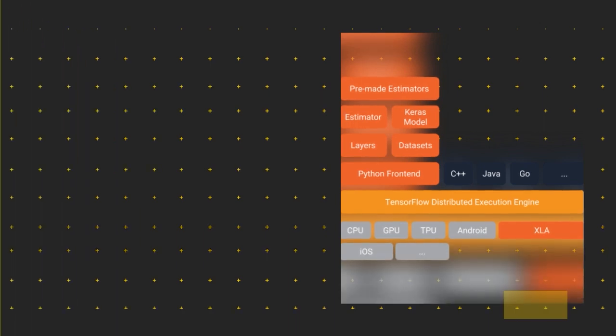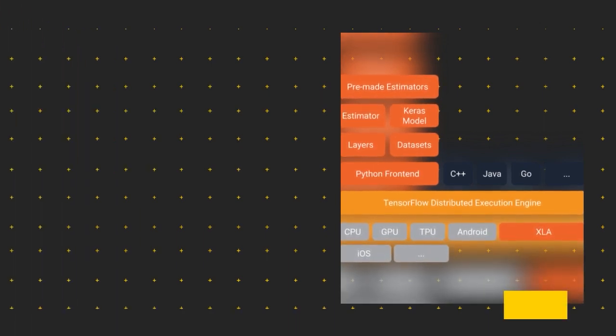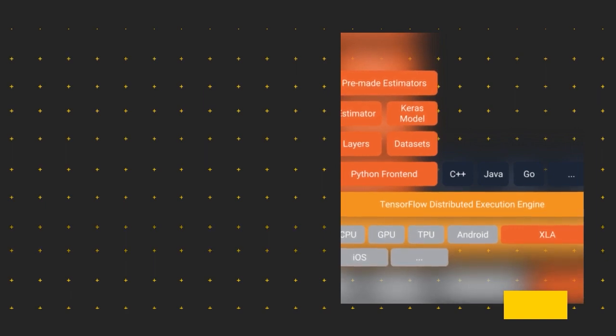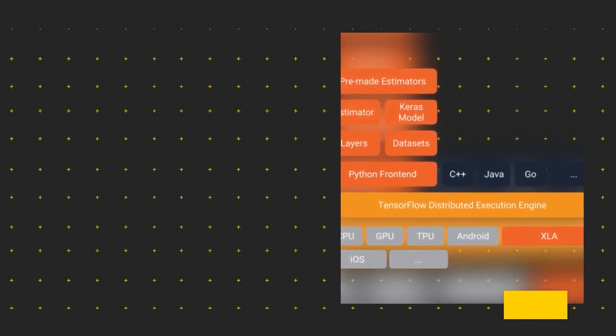TensorFlow is designed to be scalable and efficient. It can run on a single device, or it can scale up to run on multiple devices, such as GPUs or TPUs. This makes it suitable for training very large and complex machine learning models. TensorFlow is a powerful tool for building machine learning models, and it can be particularly useful for natural language processing, NLP, tasks.